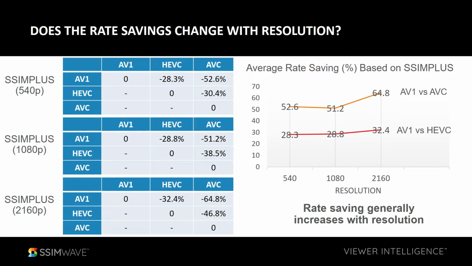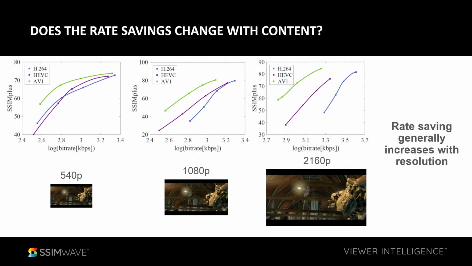Another question: does the rate savings change with resolution? You can look at the table and draw a curve where the horizontal axis is the resolution and the vertical axis is the rate savings. You can see the general trend is as expected: the rate savings improve when you have higher resolution. If you draw another curve for HEVC versus AVC, that trend is even more obvious. So that's another conclusion. Generally, if you get a higher resolution, you expect the savings to increase.